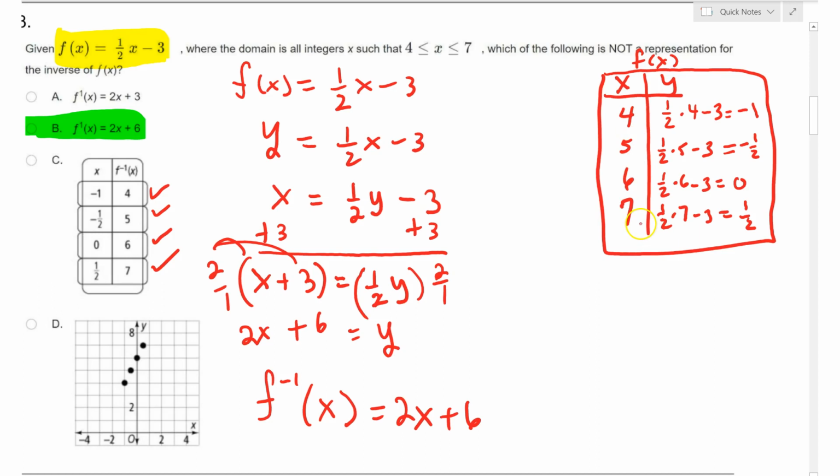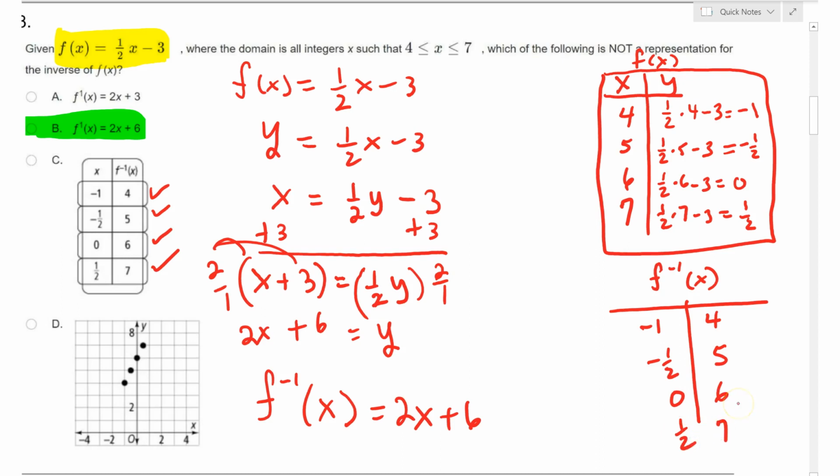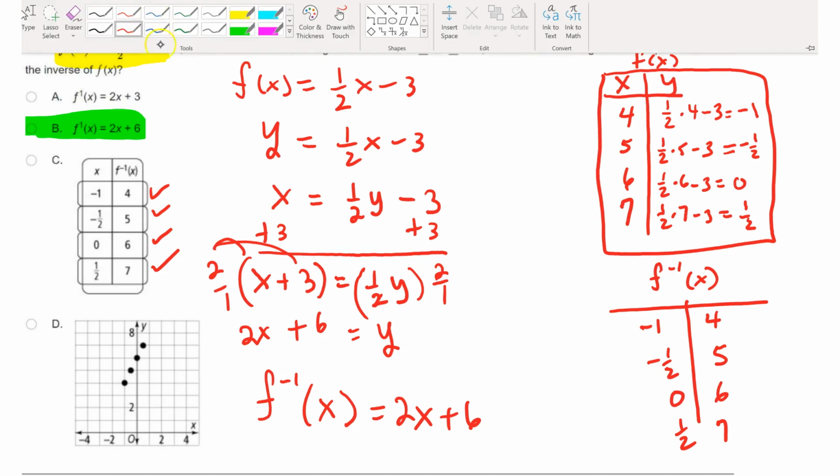from 4 to 7. So now what I'm going to do is make an inverse table. And how do I make an inverse table? I just have to switch the x and the y. So I have (-1, 4), which checked there, (-1/2, 5), (0, 6), (1/2, 7). So C is also correct.